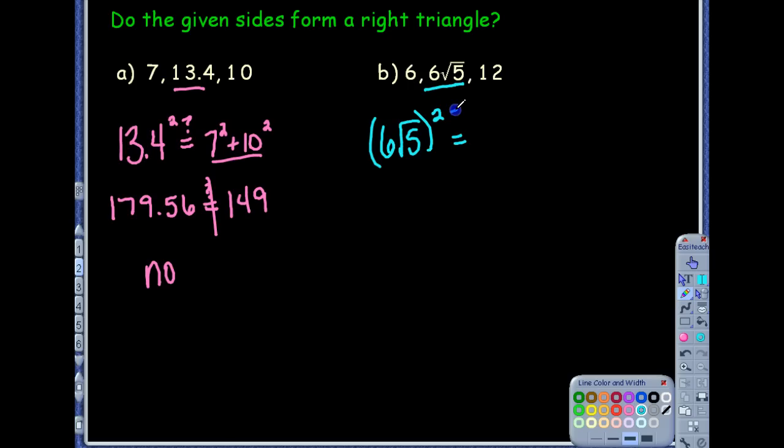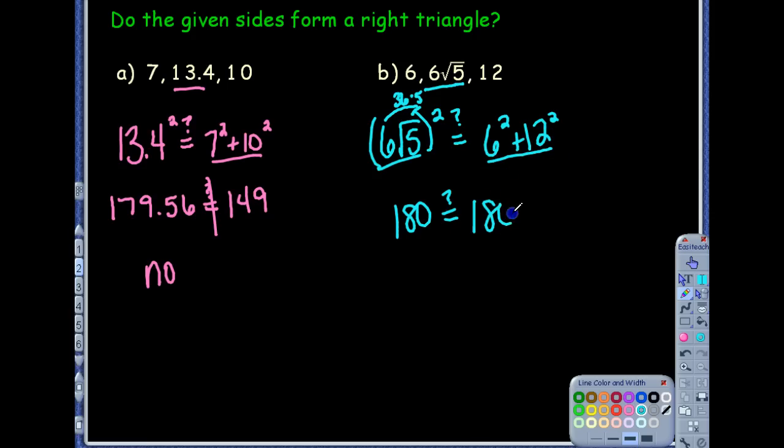All right. So we're going to say, does that equal 6 squared plus 12 squared? Okay, so 6 radical 5 squared. So that would be squaring the 6, which would be 36, and then squaring the radical 5, so that'd be 5. So 36 times 5 is 180. And we're going to see, does that equal? Okay, so 6 squared plus, so that'd be 36 plus 144. That is 180. So that is equal. So yes, they do form a right triangle.